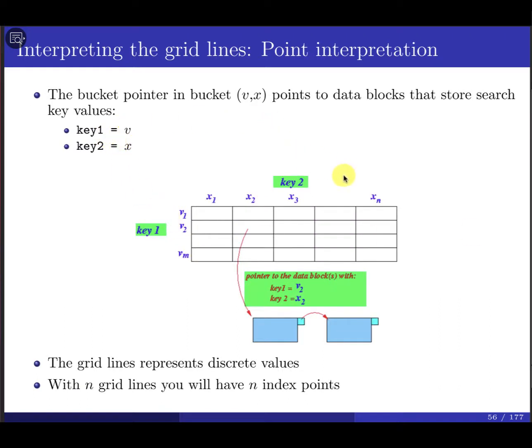Assume that we're going to use discrete values, or individual values. That means in this case, all the values are going to be stored here. The value of key 2 equals x1. And here, for example, all the values are going to be stored here. The value of key 1 is exactly v2. So here, we call this one discrete value.